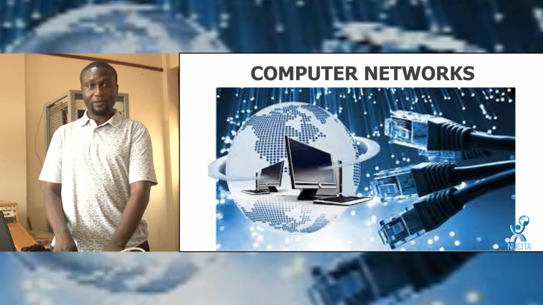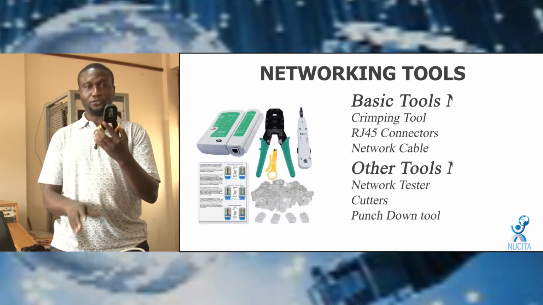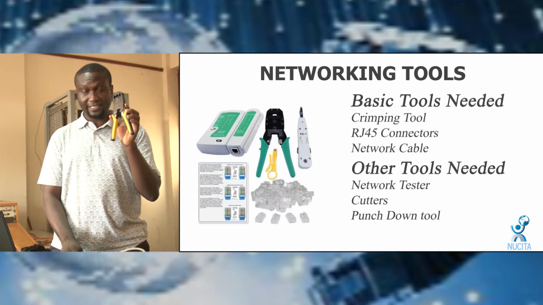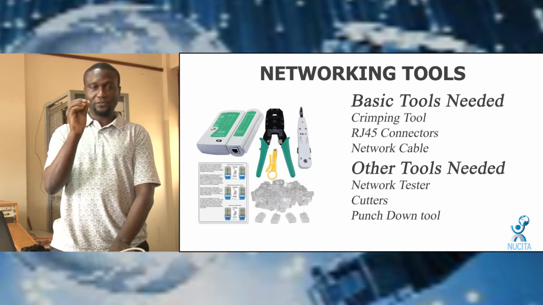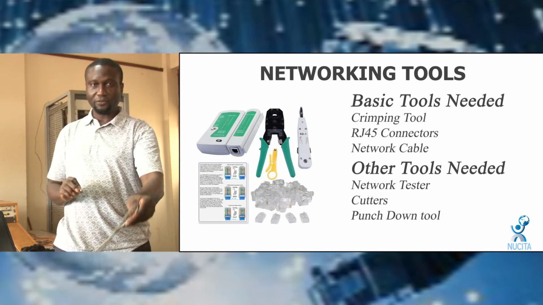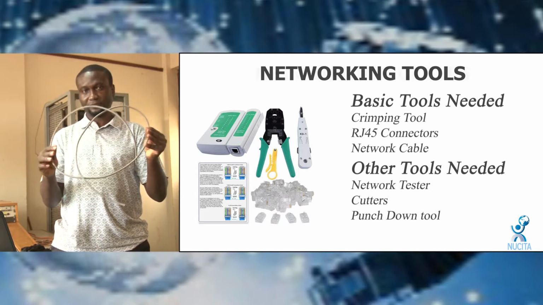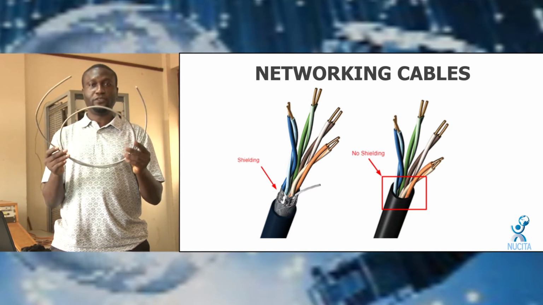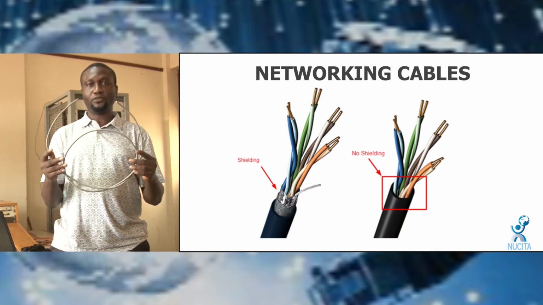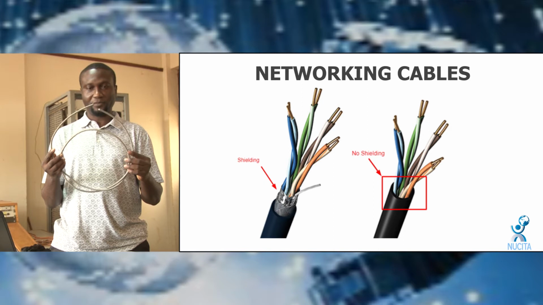We have a number of tools that we shall need. One is a crimping tool that is used to create or terminate cables. We need RJ45 connectors, and then we also need a twisted pair cable. These twisted pair cables come in two different formats. We have what we call a shielded twisted pair cable, and then the unshielded twisted pair cable.